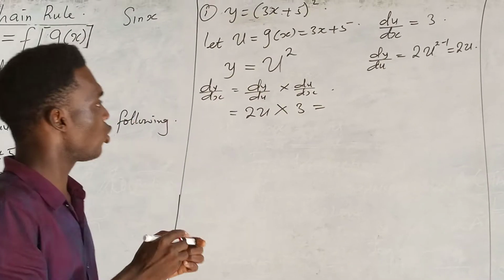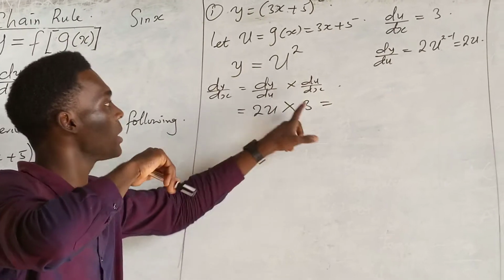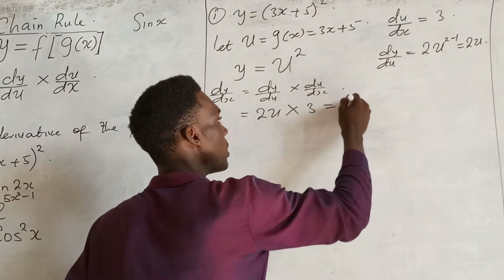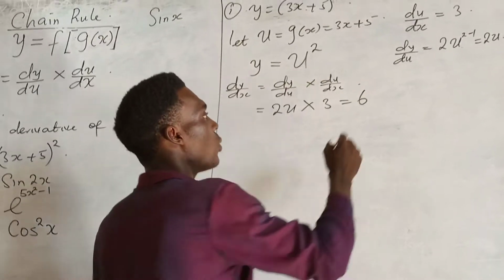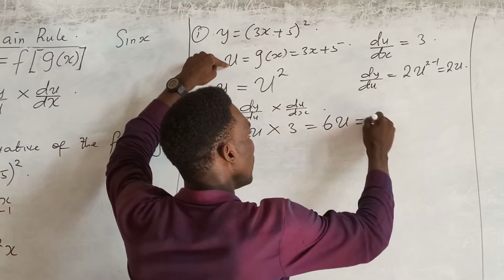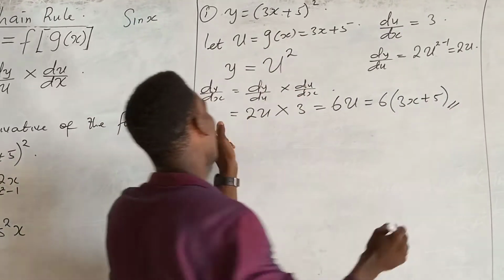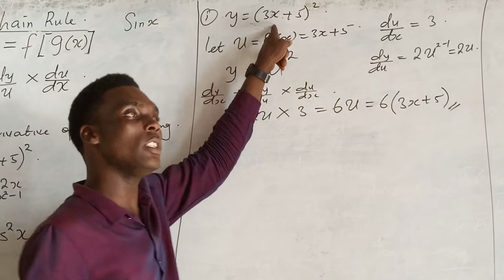We know that these two are constants, so 2 multiplied by 3 gives us 6. Then we are left with u, and u from the question is 3x plus 5. And that is the derivative of this problem.